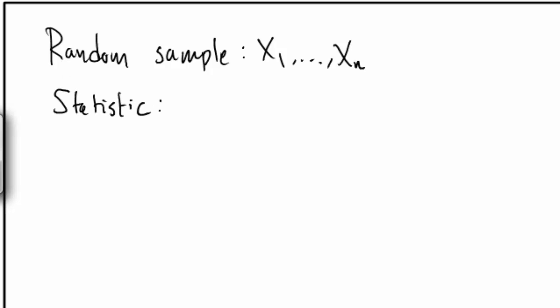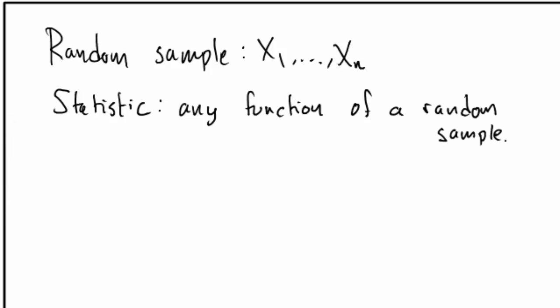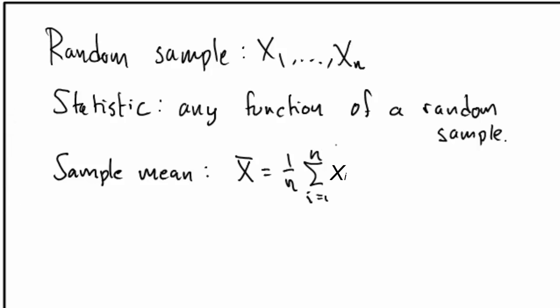So let's say that we have a random sample, x1 through xn. An arbitrary function of a random sample is called a statistic. The most famous statistic is the sample mean, but that is just one example. So for a statistic, we can do any function of this random sample.